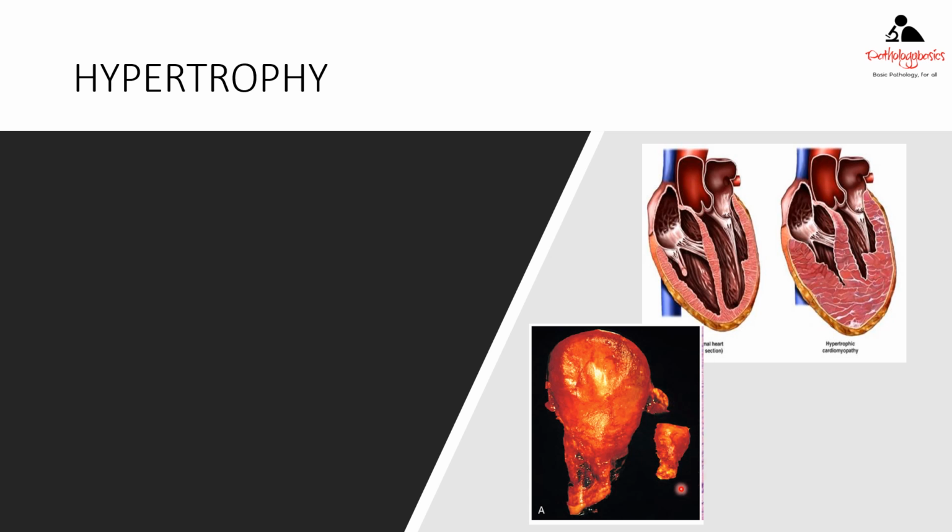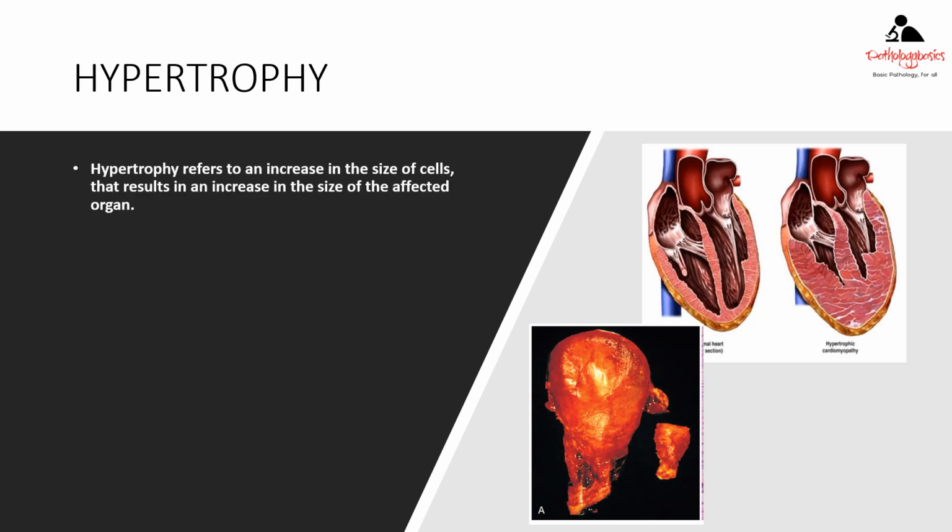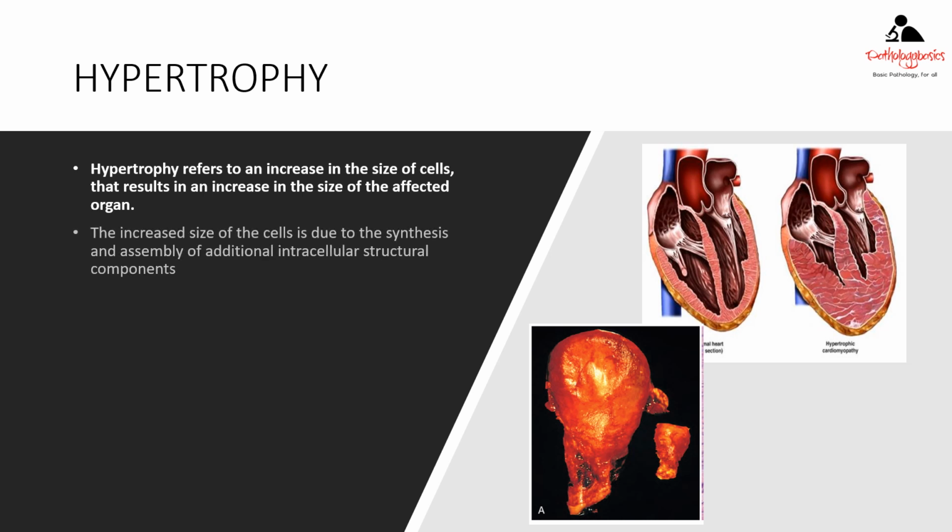This is a normal uterus. This is a hypertrophied uterus, where the uterus has increased in size. So what is hypertrophy? It refers to an increase in size of the cells that results in an increase in size of the affected organ. This increased size of the cell is due to what? Each cell contains mainly proteins, and so to increase the size of cells, there has to be increased synthesis of proteins.